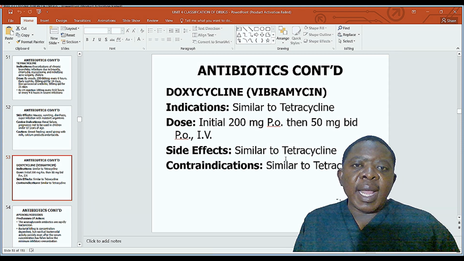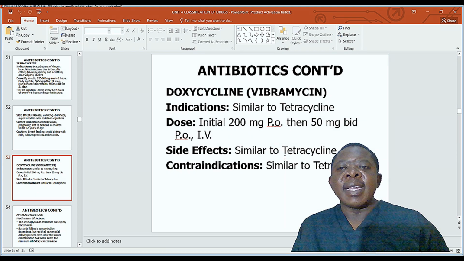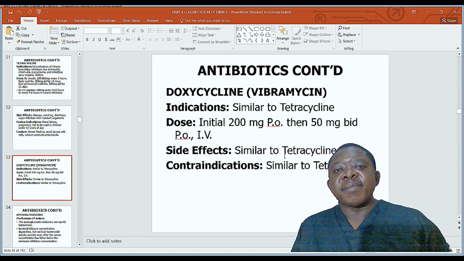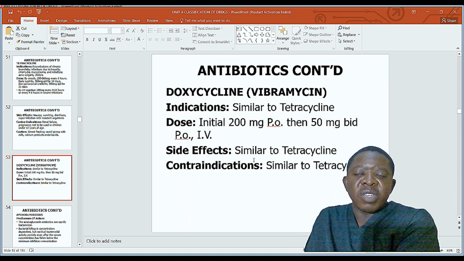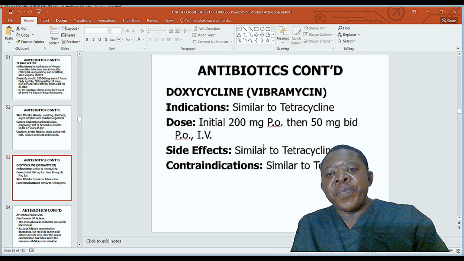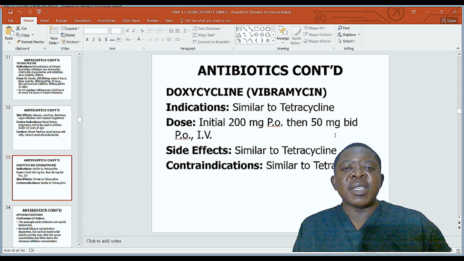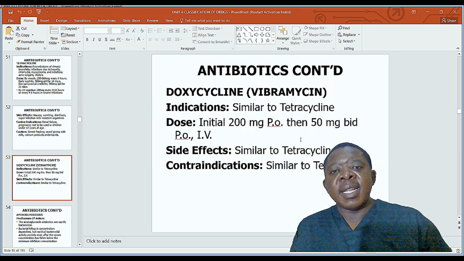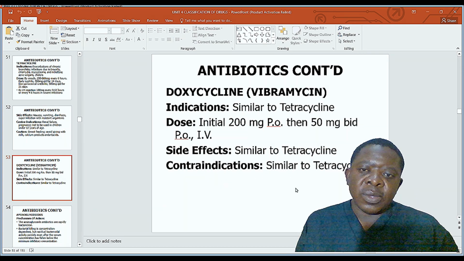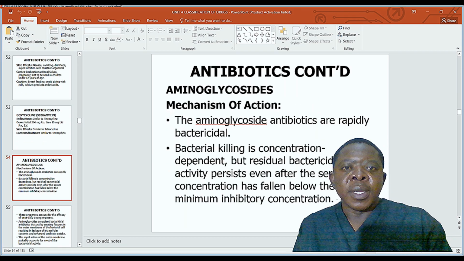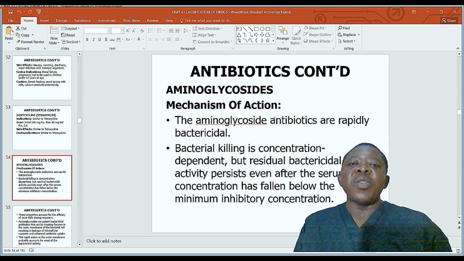Doxycycline is an example of a tetracycline. The other name for doxycycline is vibramycin. Indications are similar to tetracycline. It can also be used in treatment of sexually transmitted infection. Initially we give 200 milligrams, then 50 milligrams given twice daily. Side effects and contraindications are similar to tetracycline.